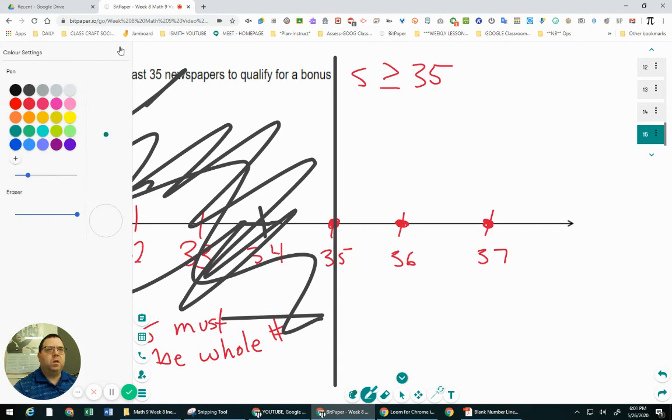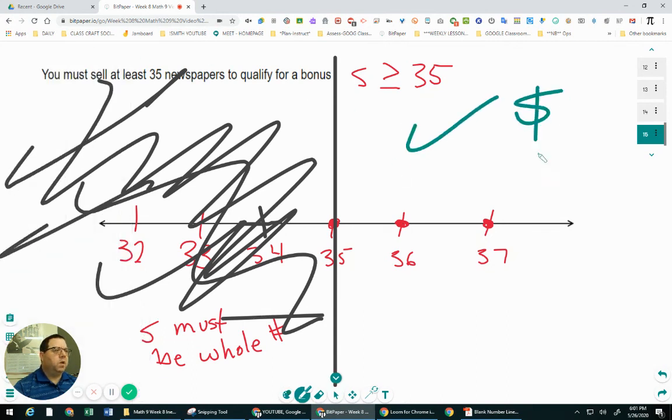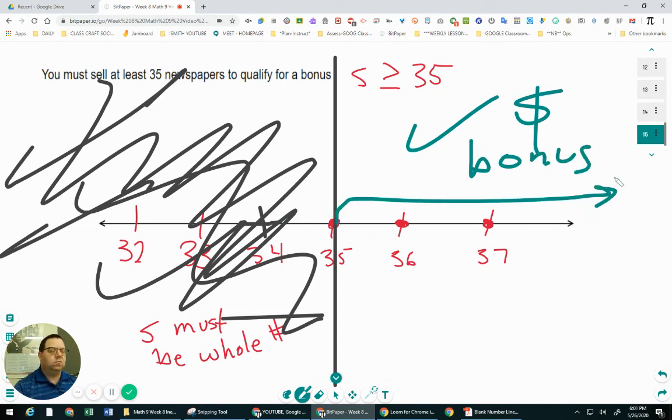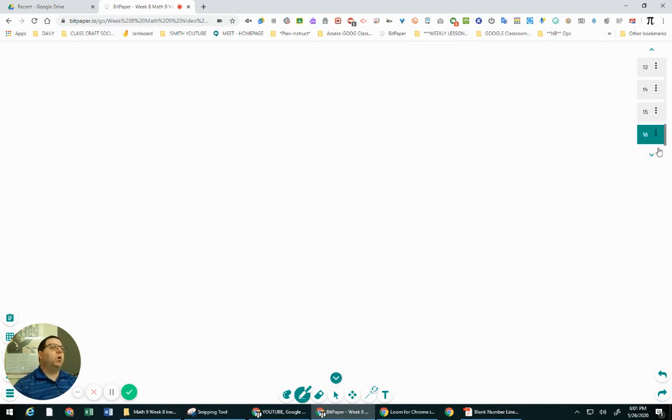We'll put green for money. All right, so you get money, you get your bonus for selling over here, okay? Again, technically it's dots, whatever. You can use an arrow. Okay, that's it.